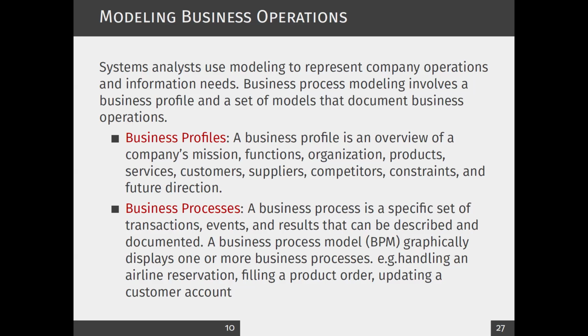For example, registering for a degree in a university, there's a process, right? Or opening a bank account, there's a process. There are various steps you need to follow to accomplish a particular task, right? So those are the business processes.